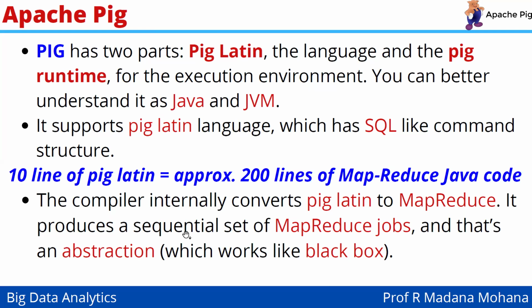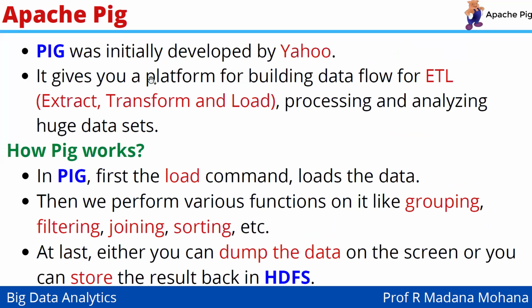It produces a sequential set of MapReduce jobs, and that is an abstraction which works like a black box. Pig was initially developed by Yahoo. It gives us a platform for building data flow for ETL operations, that is extract, transform, and load, and also for processing and analyzing huge data sets.